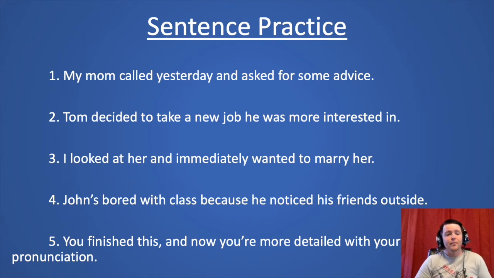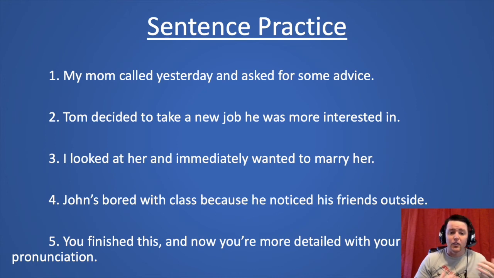All right, here we go. Number one, my mom called yesterday and asked for some advice. Called is a dog sound, and asked is a taco sound. Number two, Tom decided to take a new job he was more interested in. Decided and interested both have the ED sound because the dog sound and the taco sound are already present at the end of the word.